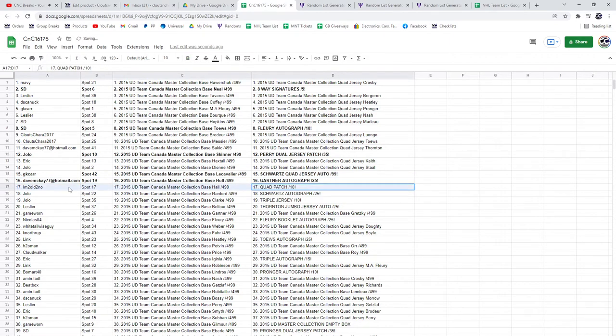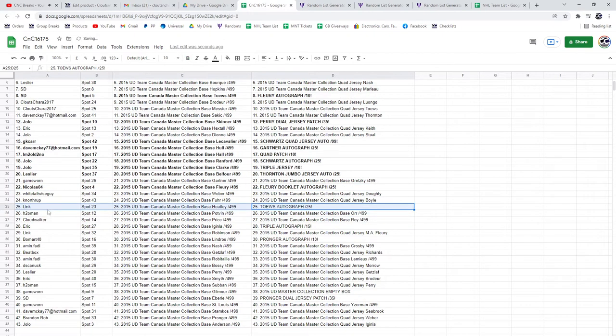The quad patch out of 10 goes to I'm Too Old. The Schwartz autograph and the triple jersey goes to Jolo. The Thornton jumbo jersey goes to Leslie. The Fleury booklet auto goes to Nicholas. The Jonathan Daves autograph goes to Link. The triple auto goes to Eric.